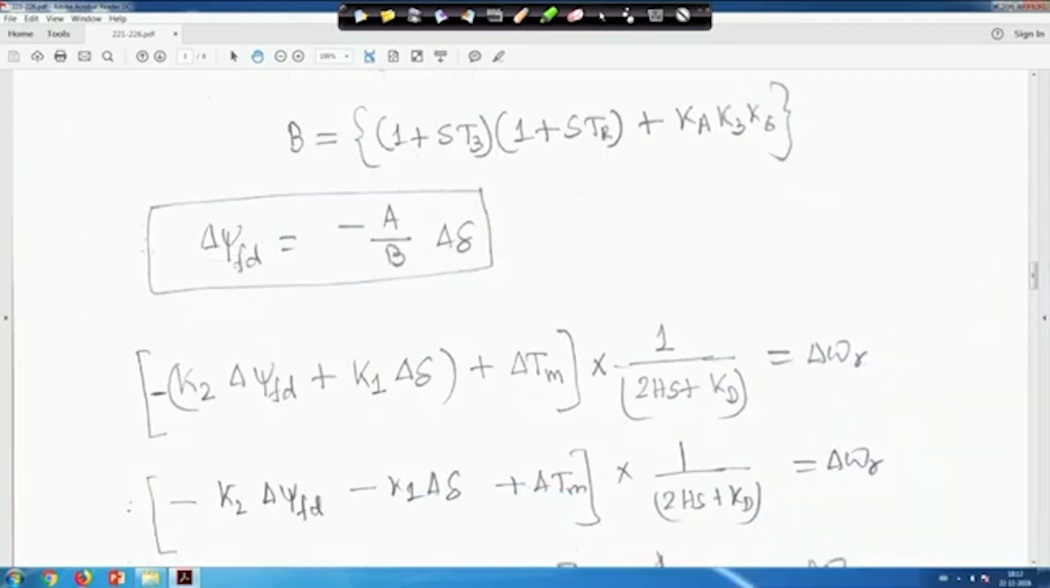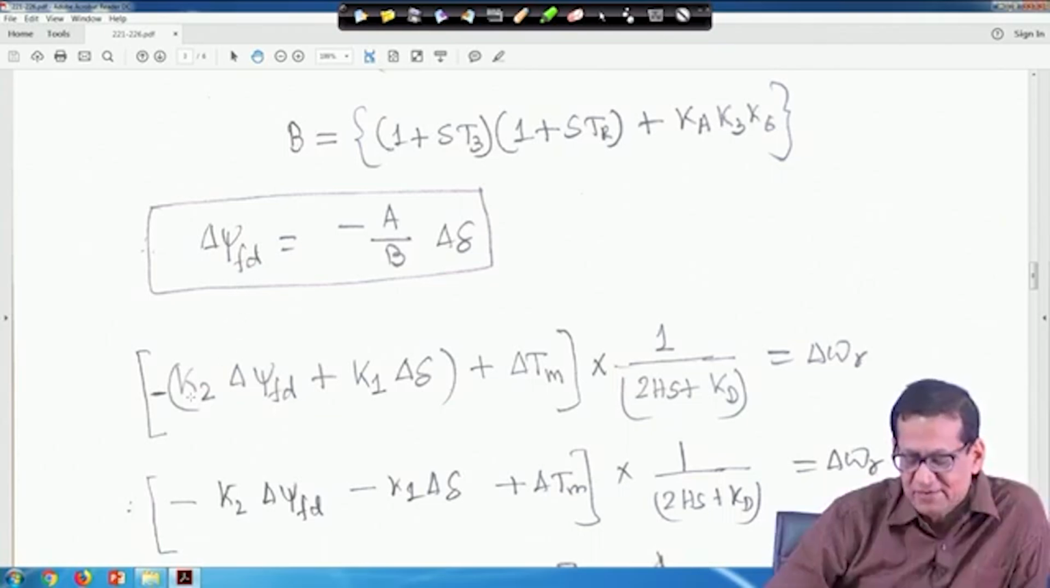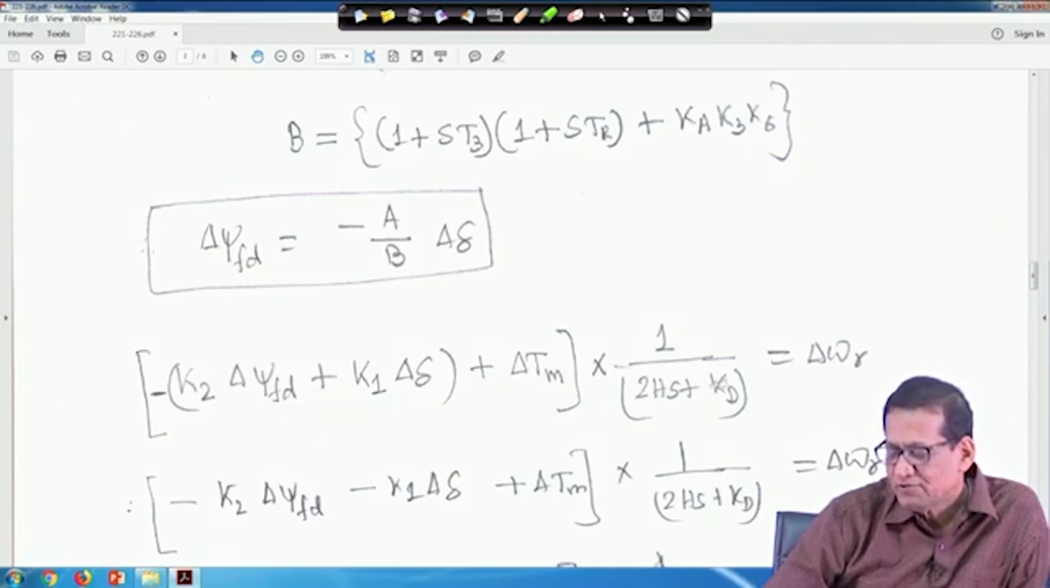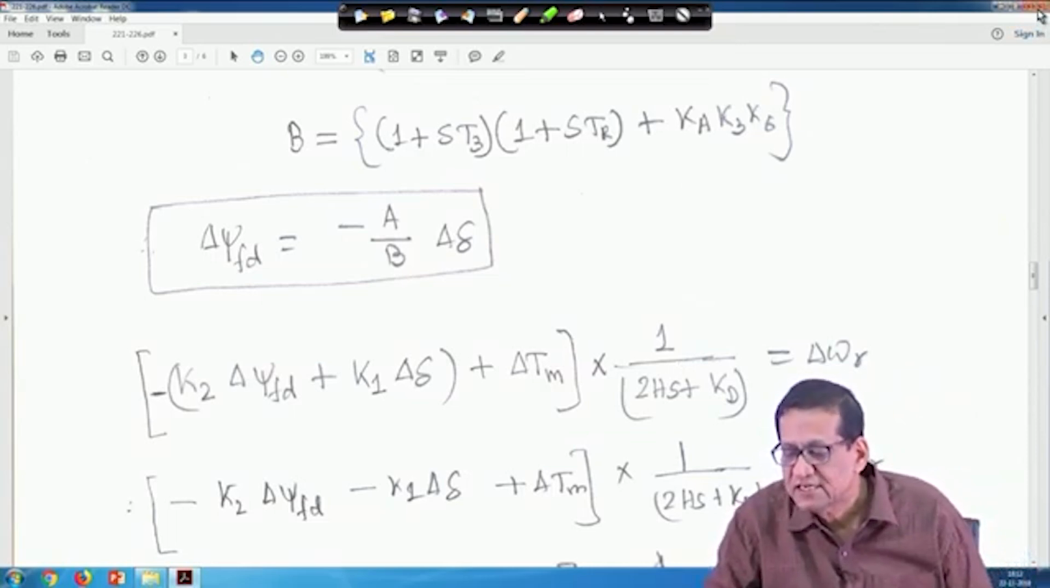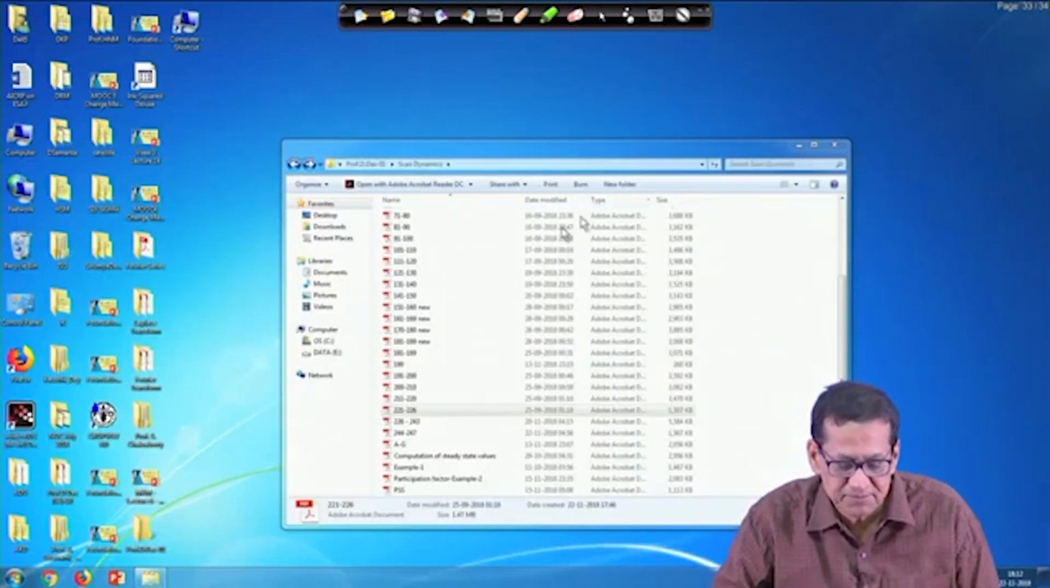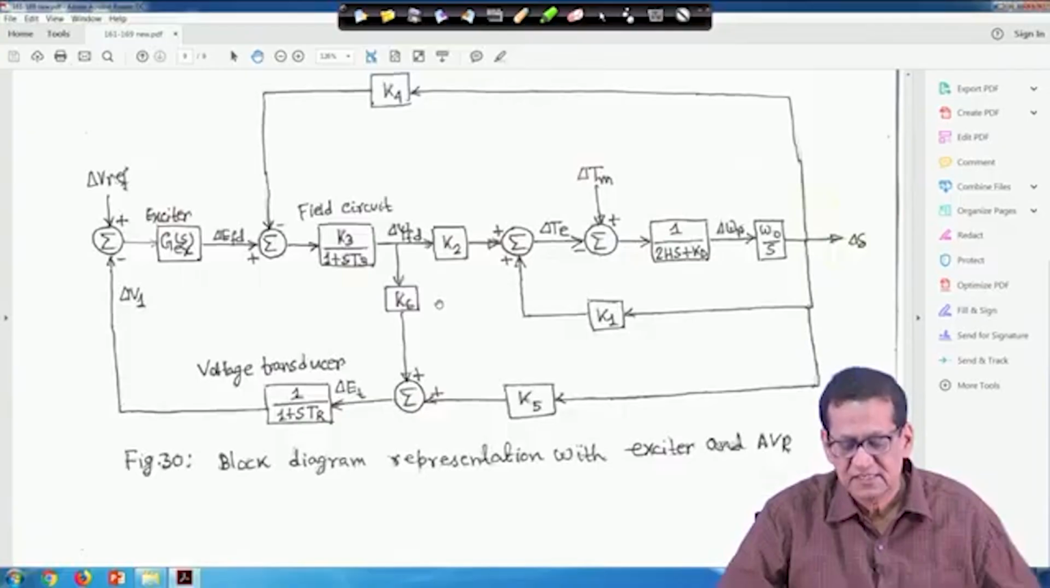Now, if we go back to that figure 30, page number 169, from there you can write minus K2 delta psi fd plus K1 delta delta plus delta Tm into 1 upon 2Hs plus Kd. Just let me go through that page 169 here.